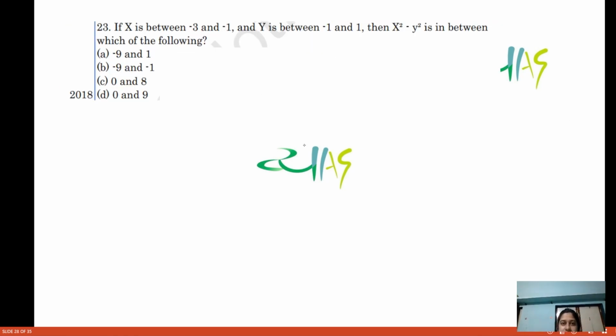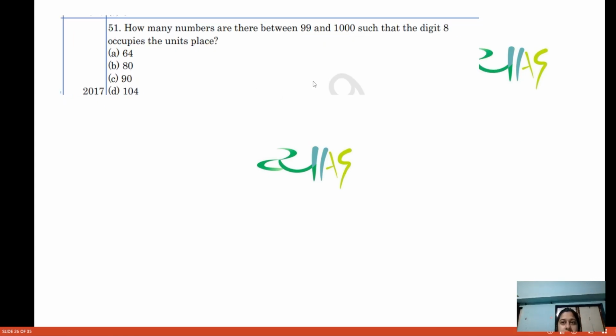So, all right, now let's see another question of UPSC. How many numbers are there between 99 and 1000 such that the digit 8 occupies its unit place? Okay, so 8 should be at the unit place. We have to find those numbers, right? So between 100 and 200, see how many times you will get this 8 at unit place. You will get it in 108, 208, 308, 408, 508, 608, 708, 808.